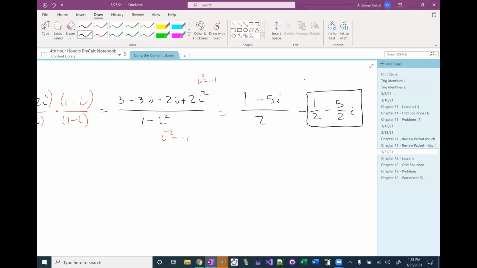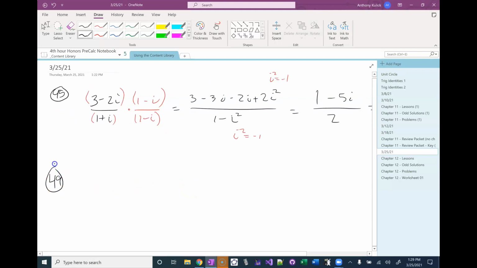Before we move on, was there a question on this? I thought I heard somebody saying something. Yeah, how'd you get the 1 minus 5i? 3 minus 2 is 1, and then -3i and minus 2i is -5i. Oh yeah, I suppose. Okay.